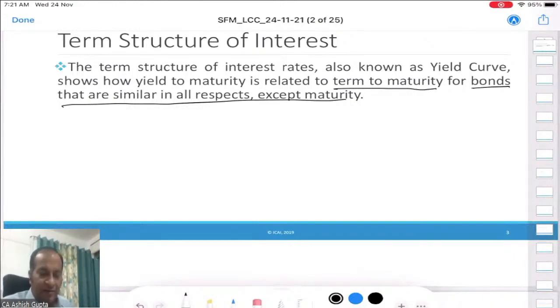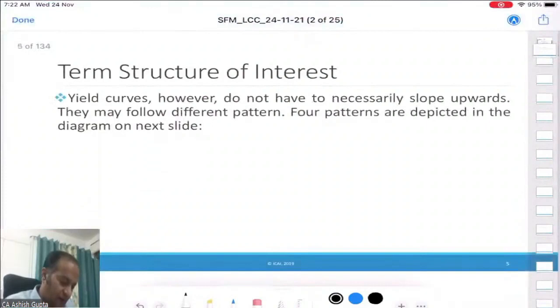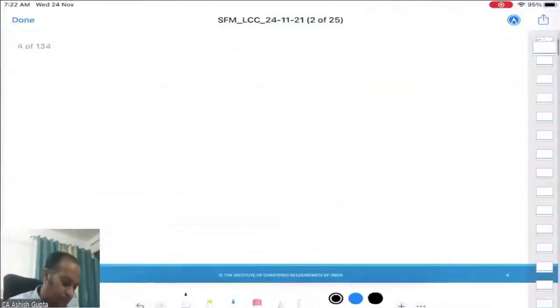So in our previous example, we were given a fixed rate, whereas in another example, there are different forward rates. Okay, when we combine forward rates, we get the yield rate. So now let us see. Now further, you just read the slide carefully. Yield curves, however, do not necessarily slope upwards or downwards. They follow different patterns. Now, student, what happens?